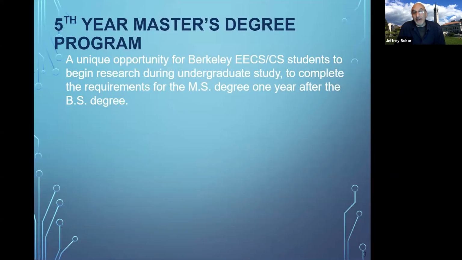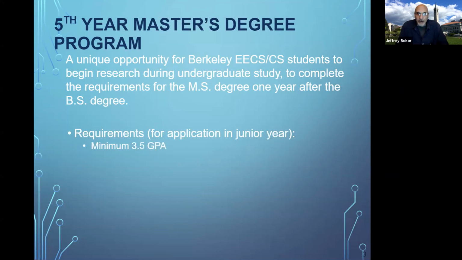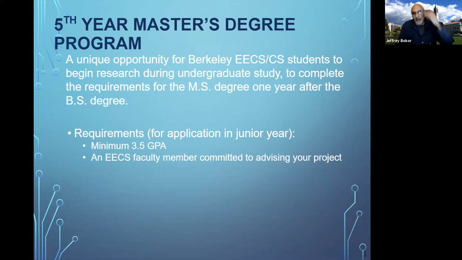We also, I mentioned this already once before, have a 5th year master's degree program for our undergrads. It's an opportunity for our students to stick around for an extra year and complete the requirements for an MS degree within 1 year after obtaining your bachelor's degree. You apply in your junior year, and there's a minimum GPA. You need to basically form a relationship with a faculty member who will be your advisor for your master's thesis.